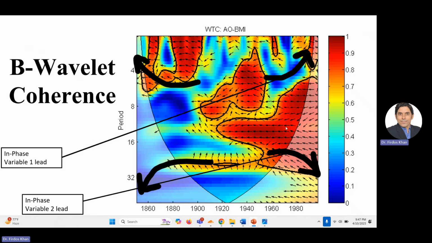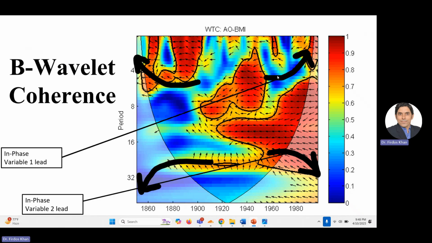But generally I can explain that if the arrows are toward the right direction, in the right side, this means that the two variables are in phase relationship. And if the arrows are toward the left side, then this means that the variables are not in phase, or in anti-phase relationship.